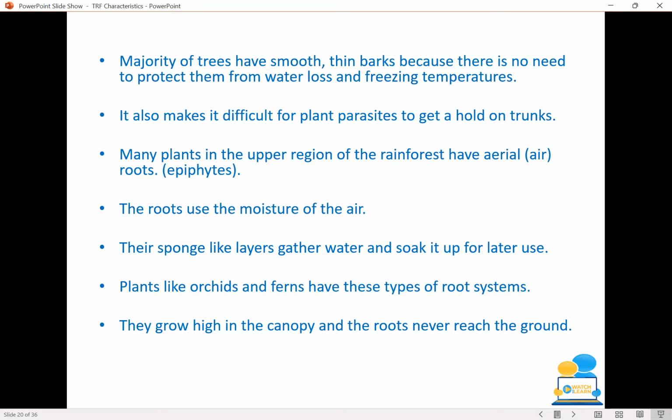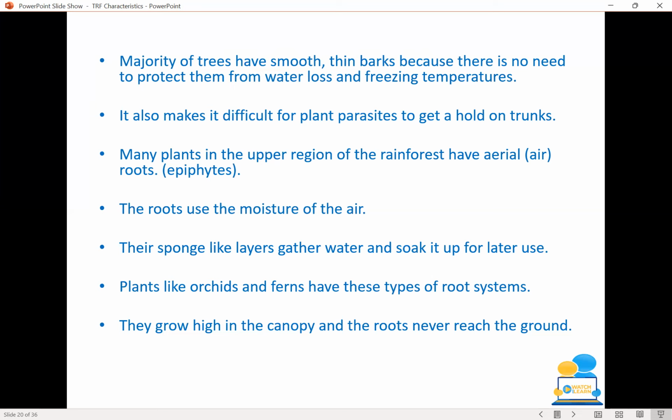Many plants in the upper regions of the rainforest also have aerial roots, such as our epiphytes. These epiphytes use the roots to take in moisture from the air. So that's how they get their water. And then they also take nutrients away from the trees that they're on. Their sponge-like layers gather water and soak it up for later use. Plants like orchids and ferns also have these types of root systems. They grow high in the canopy, and as a result, the roots can never touch the ground. So they have adapted their roots to be able to survive up high in the rainforest.